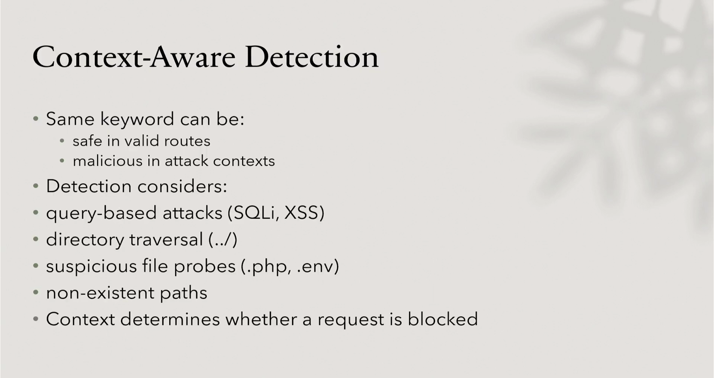So the same keyword can be safe in valid routes and malicious in attack context. In this case, we are considering whether there's a directory traversal attempt, or suspicious file probes, or non-existent paths. The idea is that you don't block based on one thing, but you look at a variety of aspects before deciding that, okay, this is suspicious and this needs to be blocked.